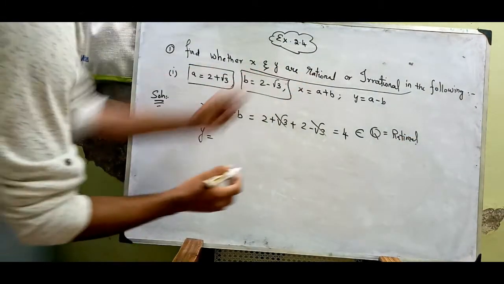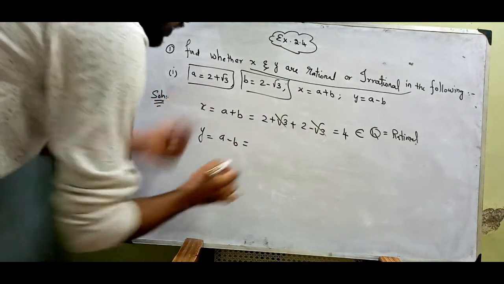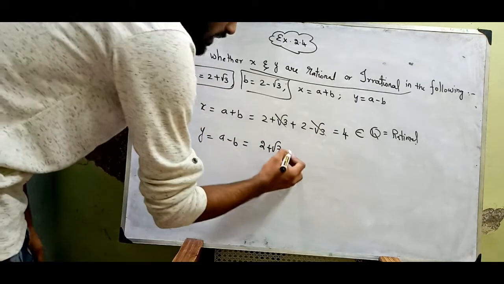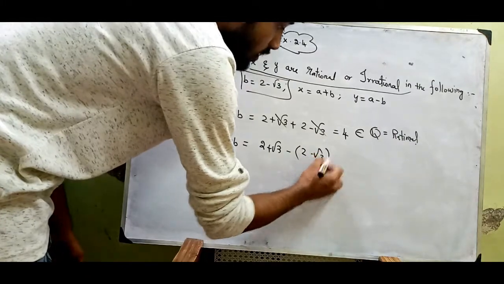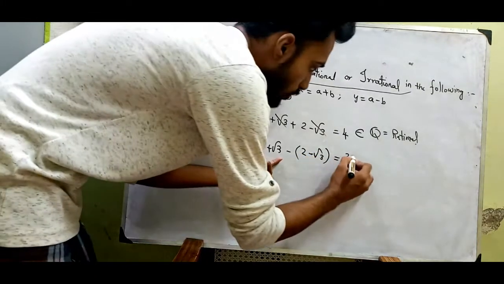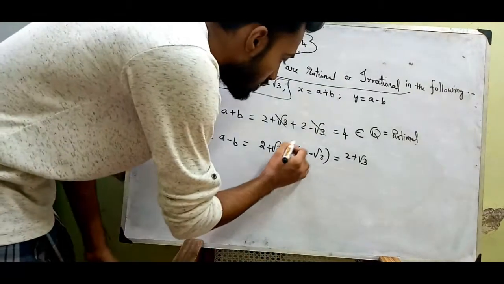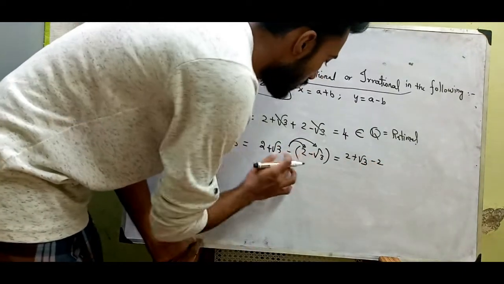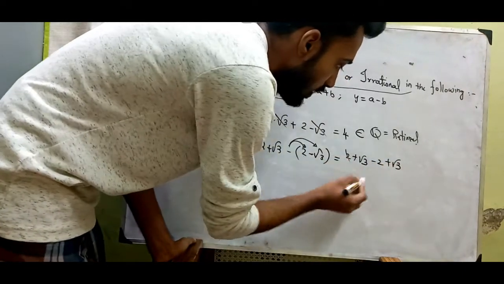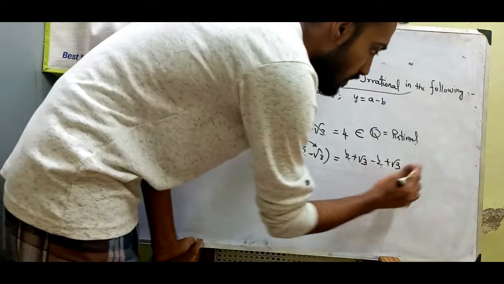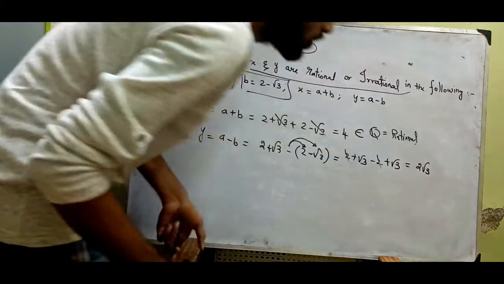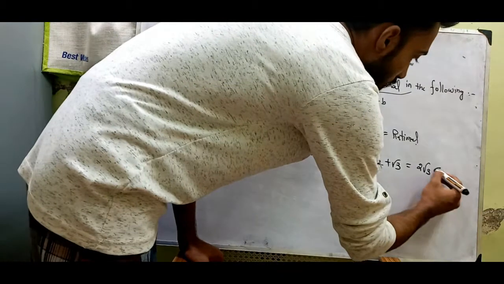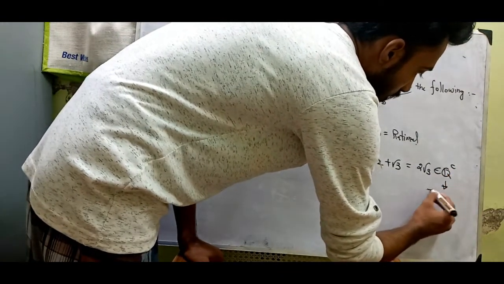And what about y? y is a minus b. A is 2 plus root 3, which is given in the question itself, and minus b, where b is 2 minus root 3. So 2 plus root 3, and you have to multiply minus to both terms: minus into 2 is minus 2, minus into minus root 3 is plus root 3. 2 and minus 2 are of opposite sign and cancel. Root 3 plus root 3 is 2 root 3. So this clearly belongs to the irrational numbers.